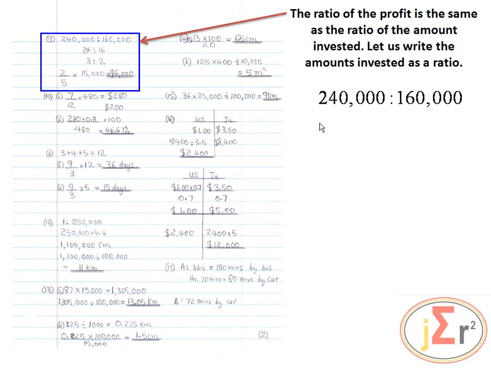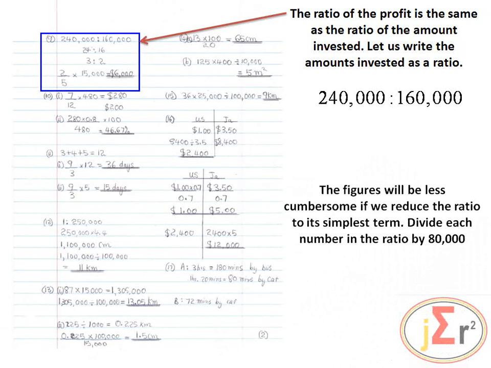of money invested. Or we may say that the profit is also in proportion to the amount of money invested. And no doubt we have a ratio right there, the ratio of the money invested, and the profit will be according to that same ratio. The ratio of the profit is the same as the ratio of the amount invested. And let us write the amounts invested as a ratio, and we have it right there already.